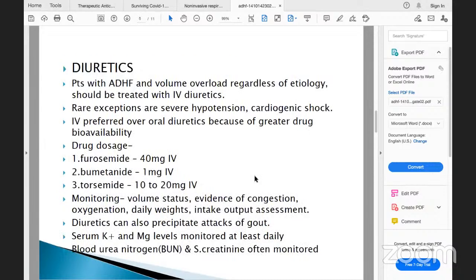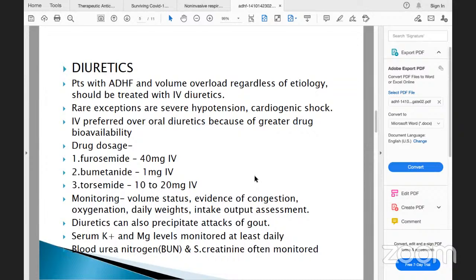Diuretics. Patients with acute decompensated heart failure and volume overload, regardless of the etiology, should be treated with IV diuretics. The rare exception is if a patient has cardiogenic shock, as I shared. IV is preferred overall because of the faster onset of action and greater bioavailability. The common drugs which are used are furosemide, bumetanide, and torsemide.